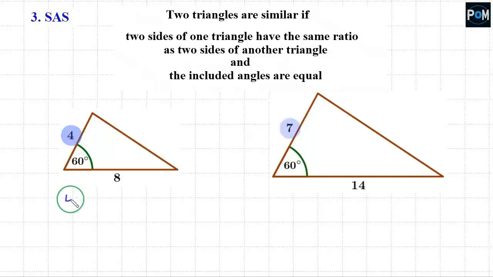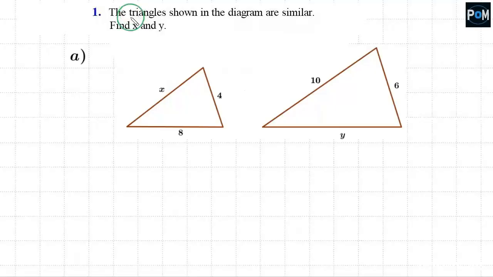If I take 4 from this smaller triangle and divide it by 7 from the other triangle, I get some fraction, and I should get the same by dividing 8 by 14. When I divide 8 by 14 and then simplify by 2, I get 4/7. And that means that these sides of this small triangle are proportional to those sides of this larger triangle, because I got the same result from one division and the other division. That's it regarding the postulates of similarity. Let's move on to the examples.